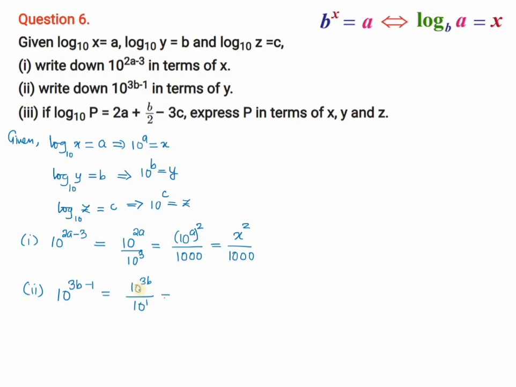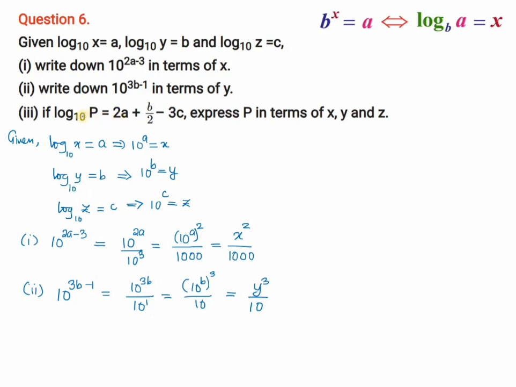Now this 10 to the power 3b can be written as 10 to the power b whole cube by 10 to the power 1 is 10. So 10 to the power b is how much? 10 to the power b is y. So it is y cube in the numerator divided by 10 in the denominator. So this is your answer for the second part.